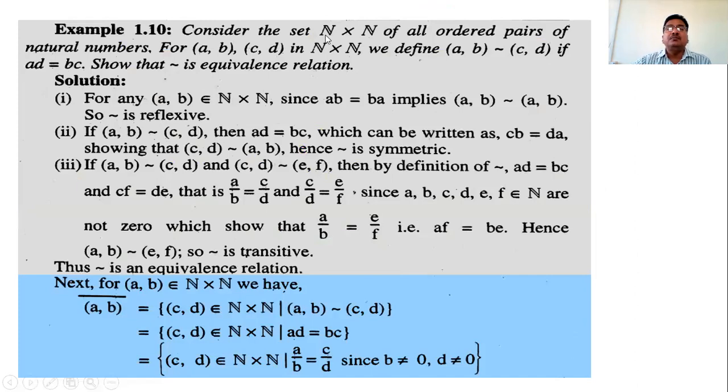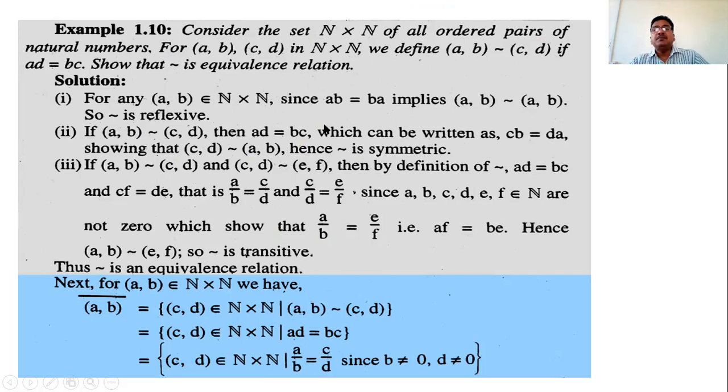Next example, again of the same type, N cross N or N square, instead of R square. The elements of N cross N, or N square, are ordered pairs. Suppose (A, B) and (C, D) are two elements of N cross N. Define (A, B) is related to (C, D) if A into D is equal to B into C. If these two are equal, then we say the two elements are related, and this relation is an equivalence relation if the relation is reflexive, symmetric, and transitive.